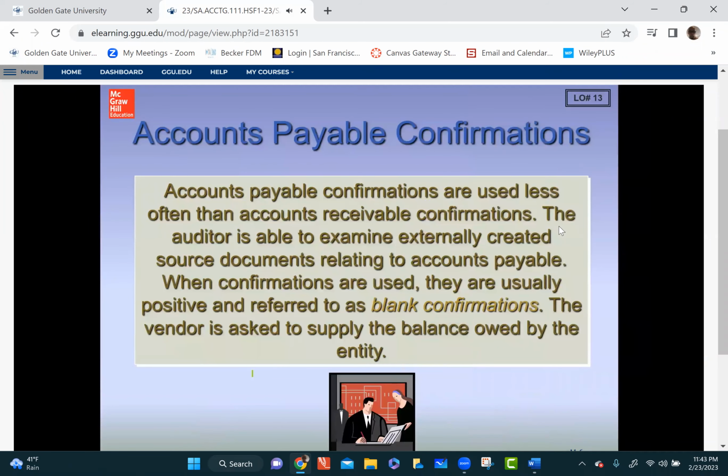Okay, now accounts payable confirmation is generally something that is not required by the standards. Why is it not required? You say, well, wait a minute, you said accounts receivable confirmation is required. Yeah, because we're worried about the existence assertion. They don't require it as much for accounts payable because with accounts payable we're more worried about the completeness assertion, and confirmation doesn't help you with the completeness assertion.